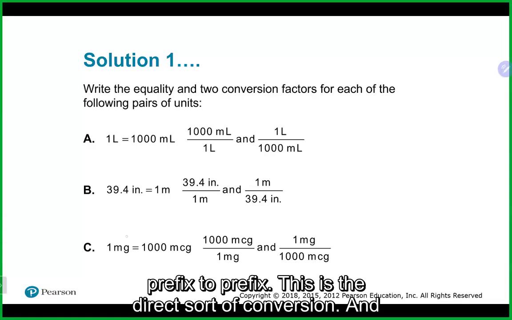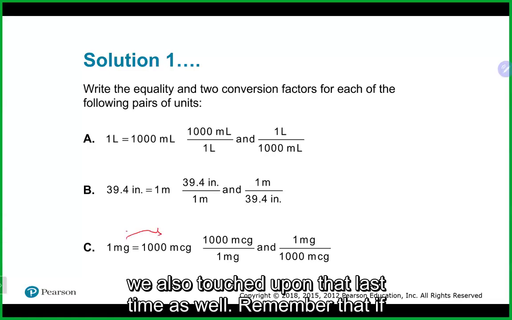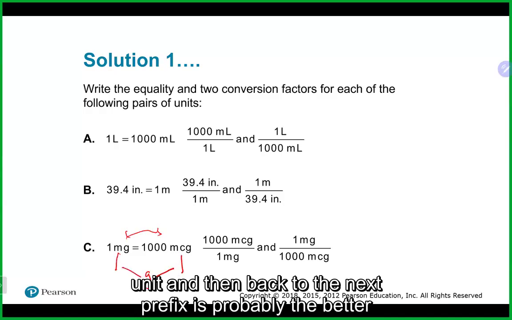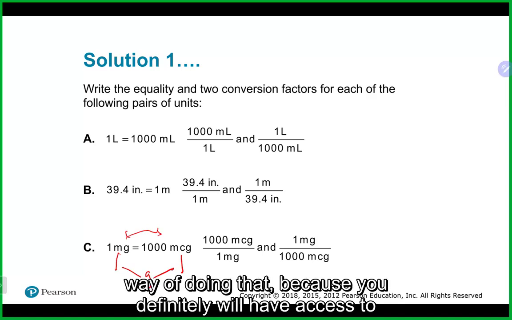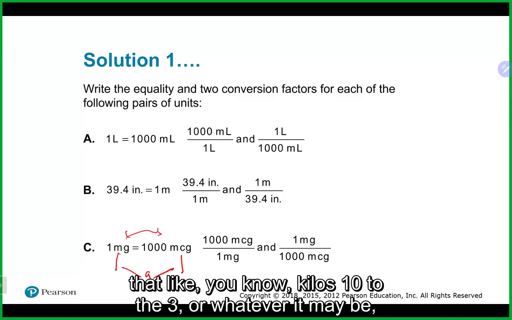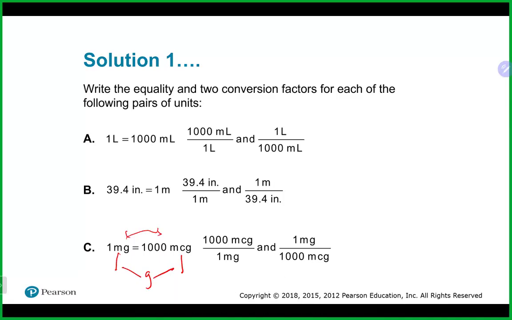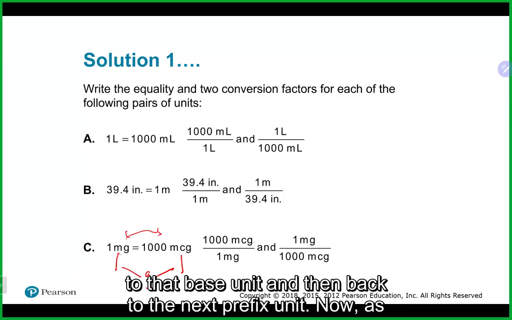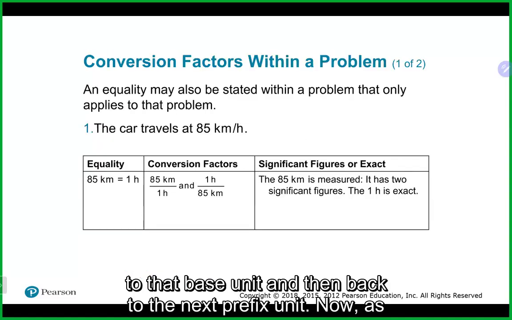This is the direct sort of conversion. And we also touched upon that last time as well. Remember that if you are going prefix to prefix, it's best to go to the base unit and then back to the next prefix. That is probably the better way of doing that, because you definitely will have access to that kilo, 10 to the 3, or whatever it may be, type of chart. So you could do that. You want to go to that base unit and then back to the next prefix unit.